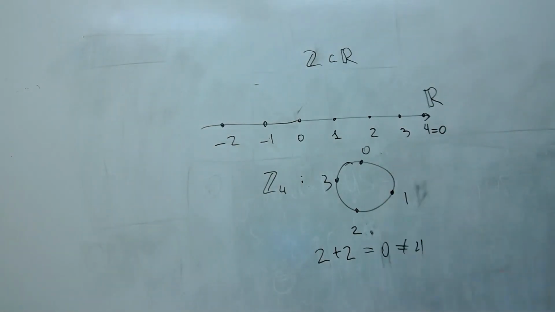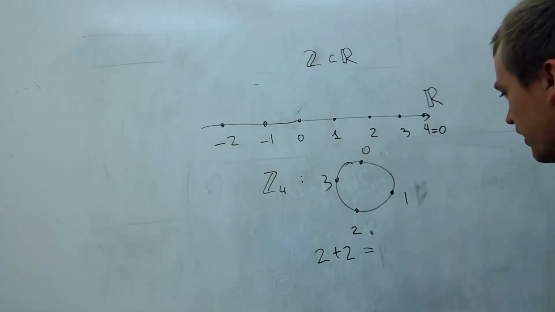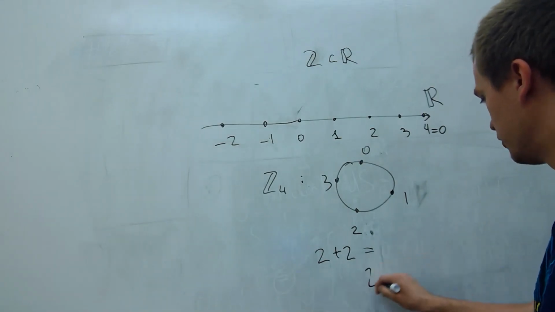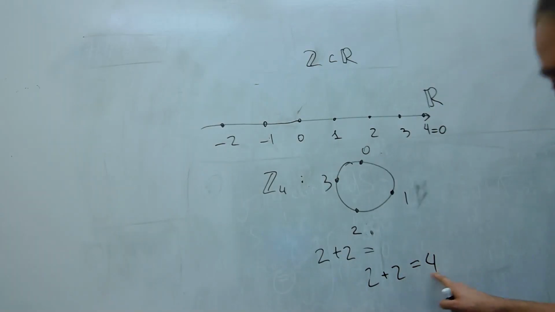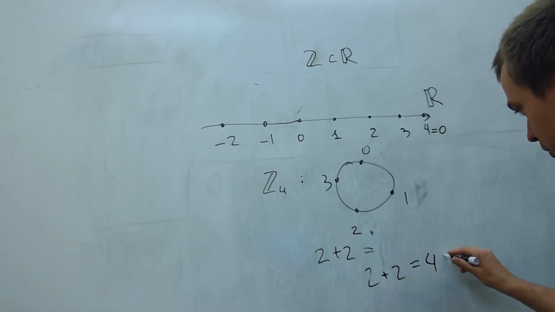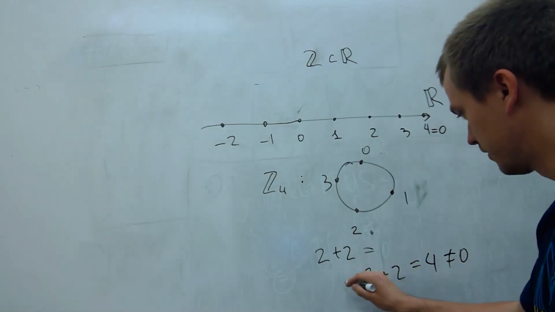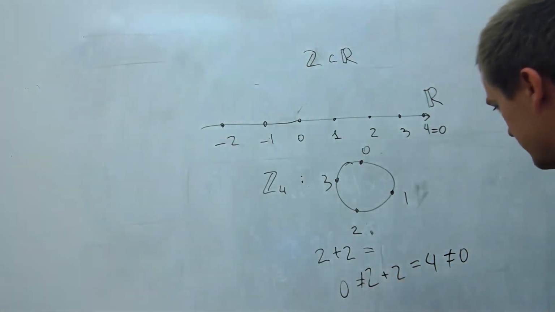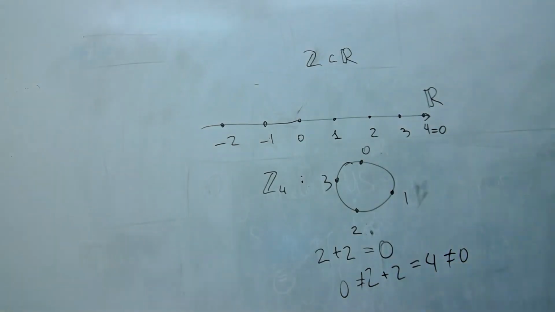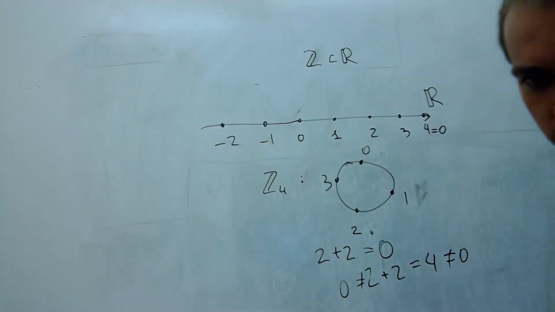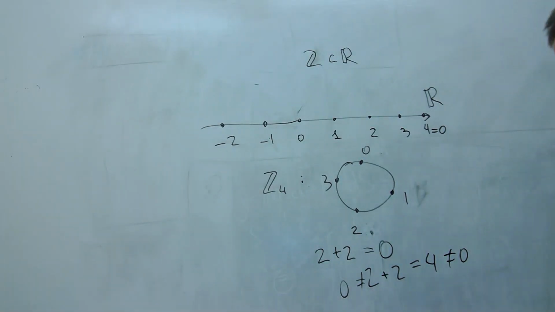Because there is no 4, first of all, but this is one of the examples. Let's say this way: when we have 2 plus 2 equals 4, 4 is non-zero, and 2 and 2 are non-zero, so both parts are not 0. But here 2 plus 2 is going to be equal to 0.